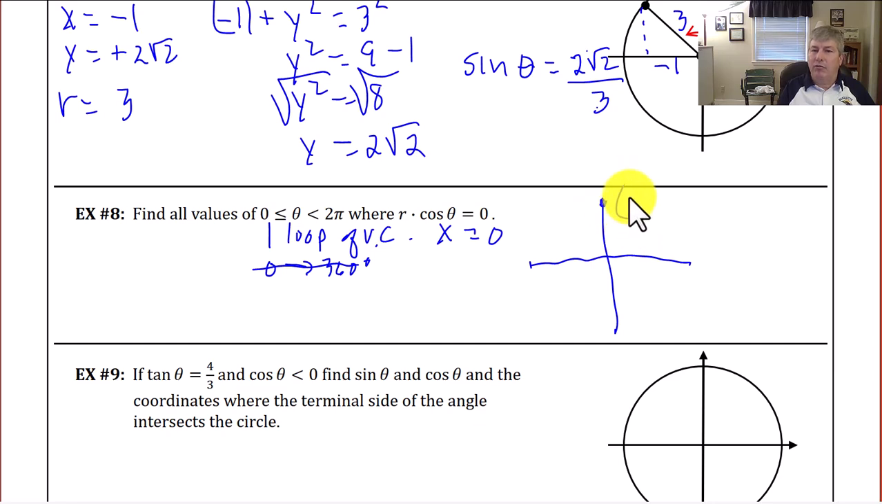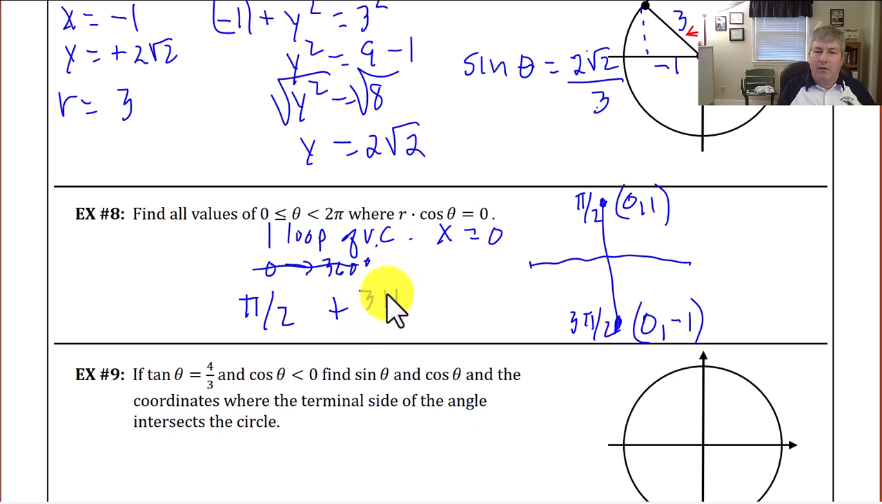At pi over 2, where we have (0, 1), and negative pi over 2, or I can't use negative pi over 2, but 3 pi over 2, where we've got (0, -1). I can't use negative pi over 2 because I'm constrained between 0 and 2 pi. So all of the values are at pi over 2 and 3 pi over 2 are the two locations. Probably should use that word "and" instead of the plus sign.